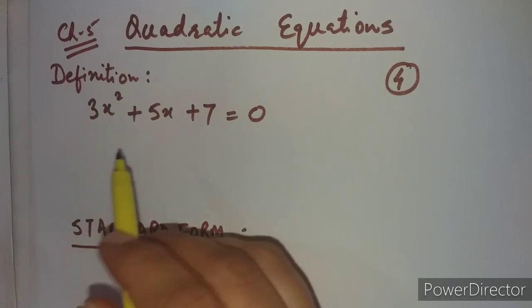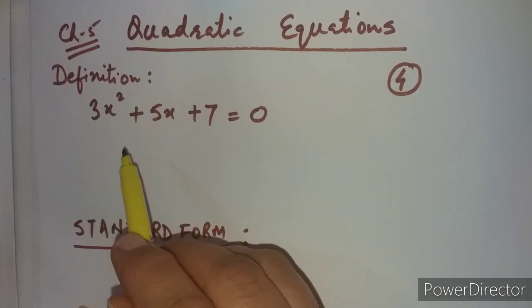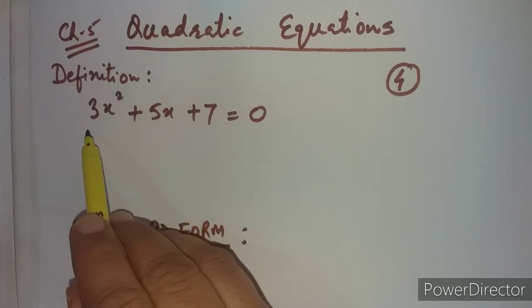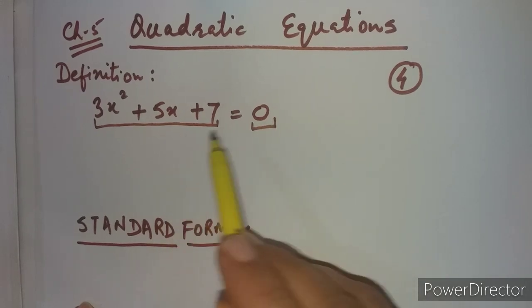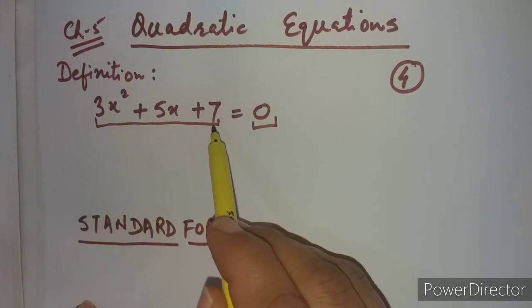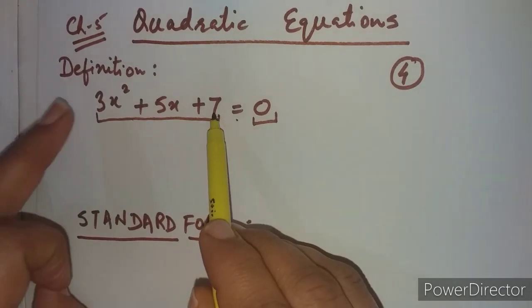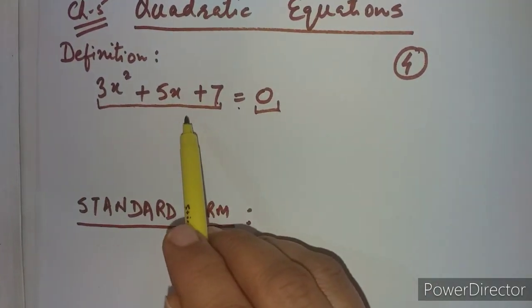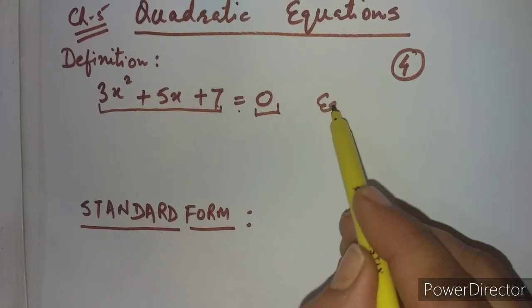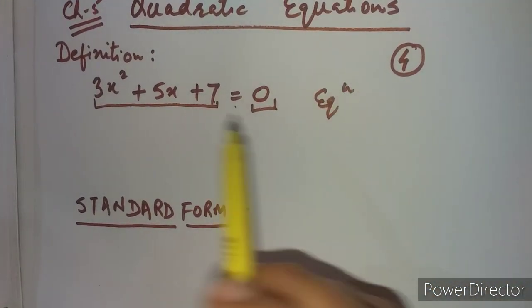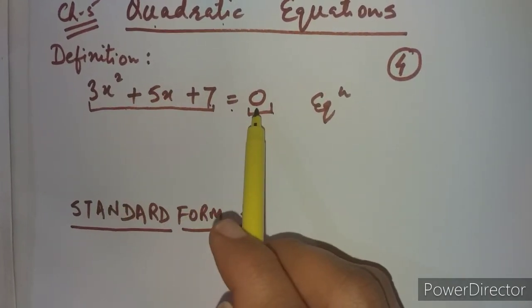First important is the meaning of the quadratic equations. First of all, equation. I have already told: this portion is equal to this portion. Let us say I have written one example for you. Whenever one expression is equal to another expression, it gives us an equation. This is an equation. Secondly, why do we call it a quadratic equation?